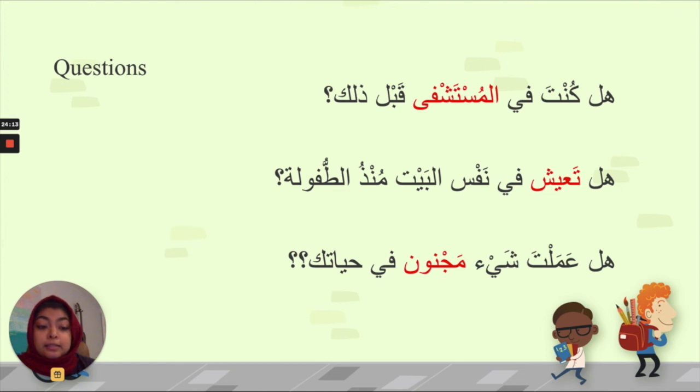هل عملت is using the verb يعمل, it's just in past tense. So عملت and عملتي, meaning you've done, okay? Or you did. هل عملت أو هل عملتي شيء مجنون في حياتك؟ ما معنى شيء مجنون? Something مجنون, crazy في حياتك. So have you done something crazy in your life?